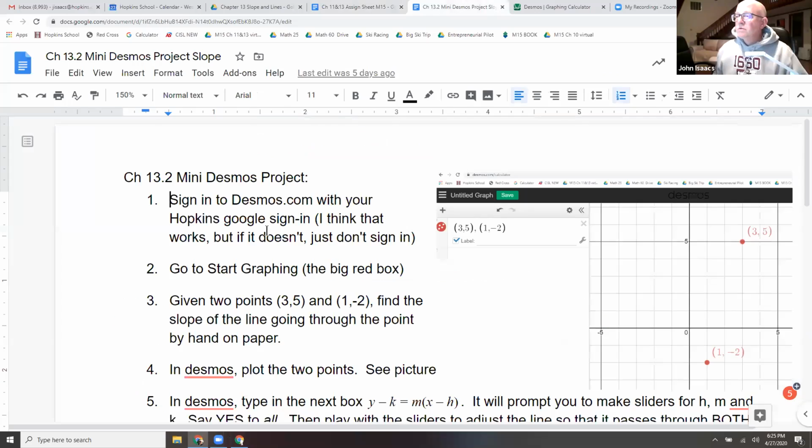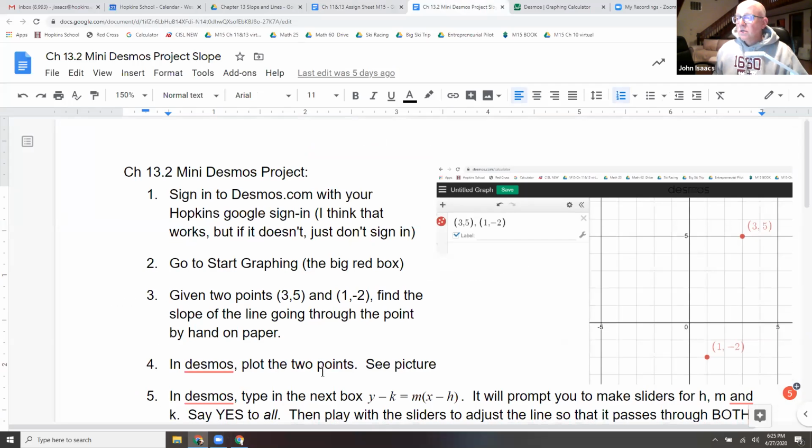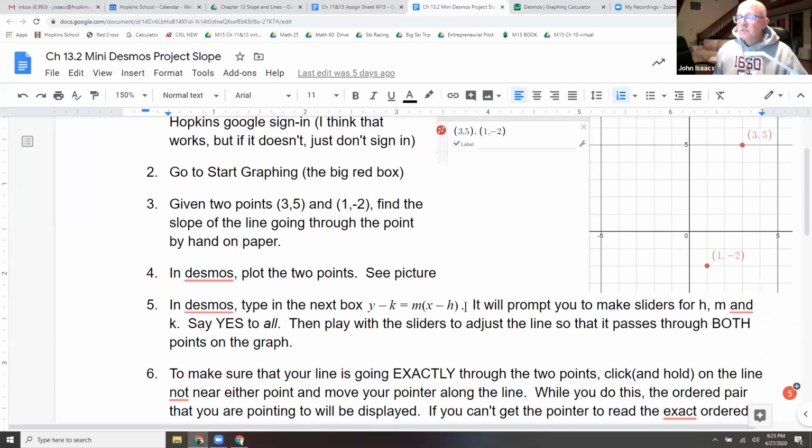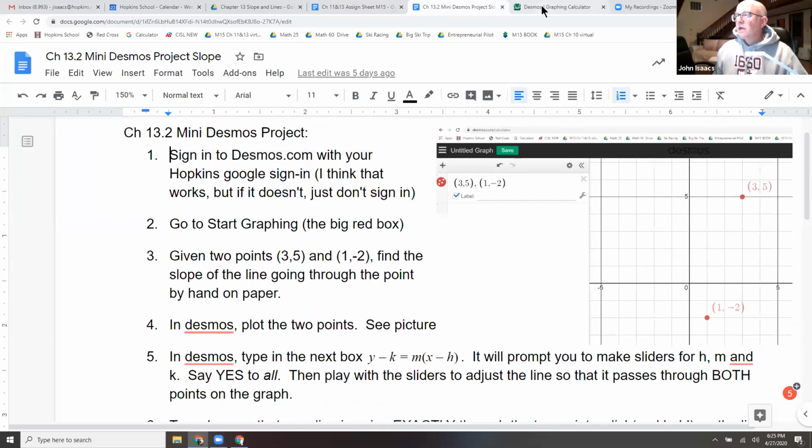I want to go back to something we did in class a couple of days ago. We were talking about doing a little Desmos project. So in this Desmos project, you had to put in some points, 3, 5, and 1, -2, and find the slope between those points and put them into the graph using Desmos. And then you had to use y minus k equals m times x minus h in order to get sliders and then try to get that line to line up perfectly. So let's take a look at it in Desmos.